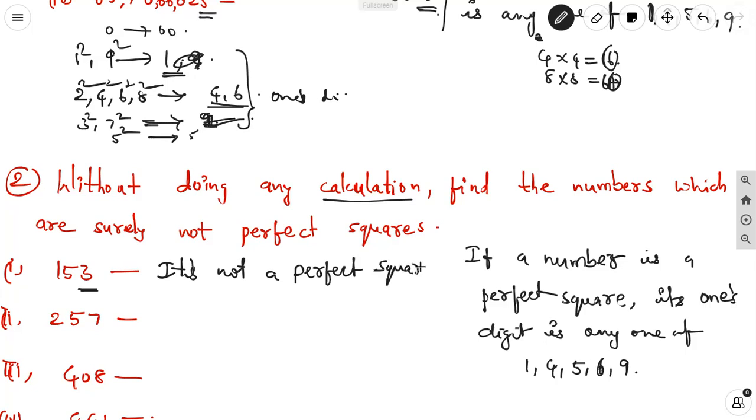Why? Because the units digit, or the ones digit, is 3. So it's not a perfect square. The ones digit is 7. It's not a perfect square. Why? Because a perfect square has a ones digit of any one of 1, 4, 5, 6 or 9. So it does not belong to that set, so it's not a perfect square.